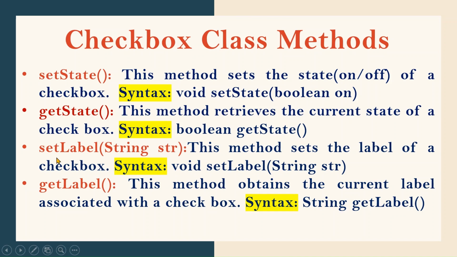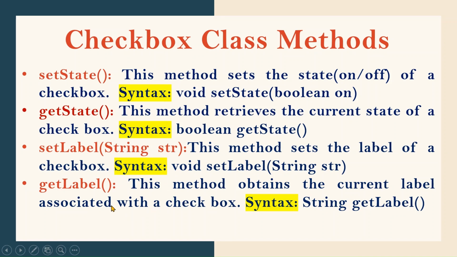Now you have a set label method. If you have seen the constructors, the first constructor is without a label. So you get only a small square box, and beside that the label will not be available. In that circumstance, you can apply the set label method. If you're using constructor number 1, which is the default constructor, later on you can take the checkbox object and write checkbox object dot set label, and you need to pass the string you want to set as a label. So this method sets the label of a checkbox. Here you're passing the string, and the string will be shown on the screen.